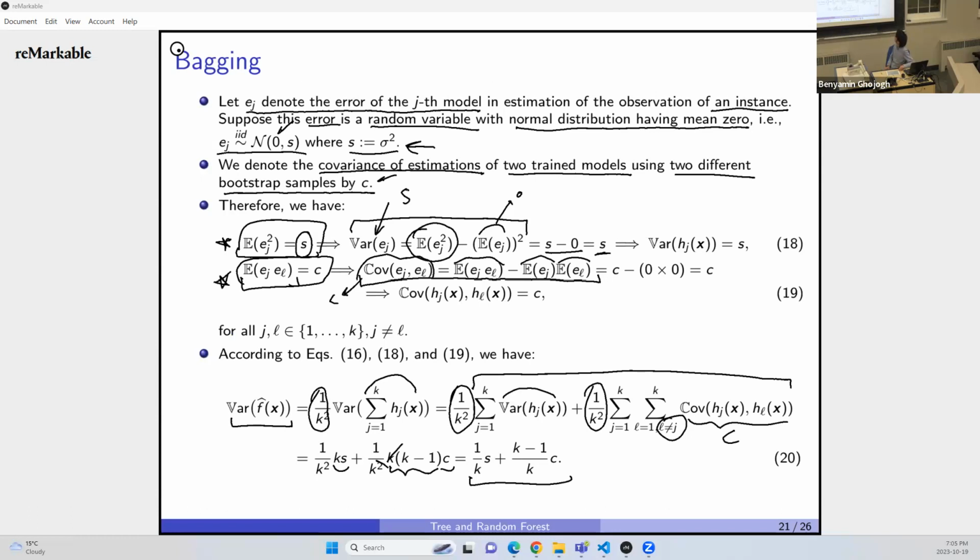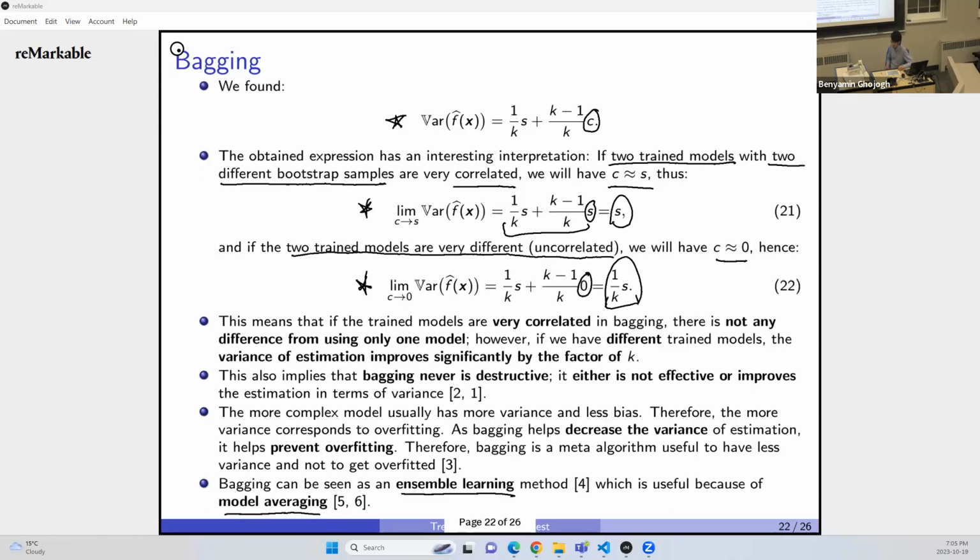We explained in the previous session that when the models are very similar to each other, then it's basically like using only one model. It's nothing much different. But when the models are very different, uncorrelated, then the variance of estimation is divided by the number of models. So as a result, it's good to have different models, right?